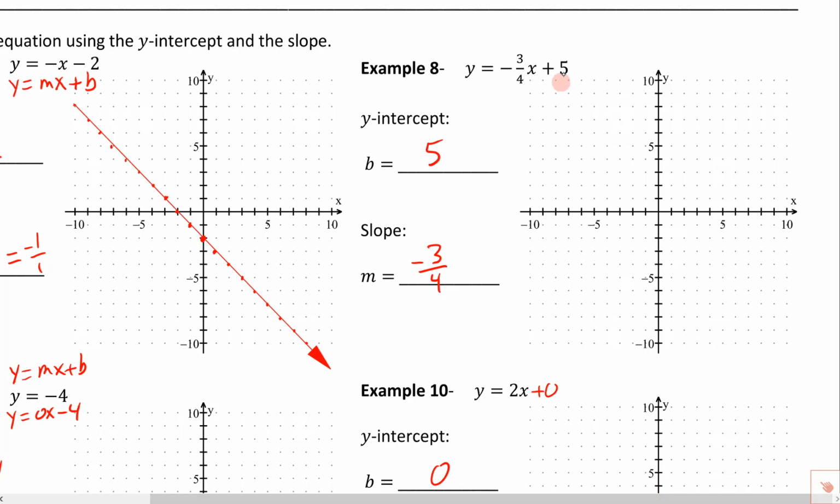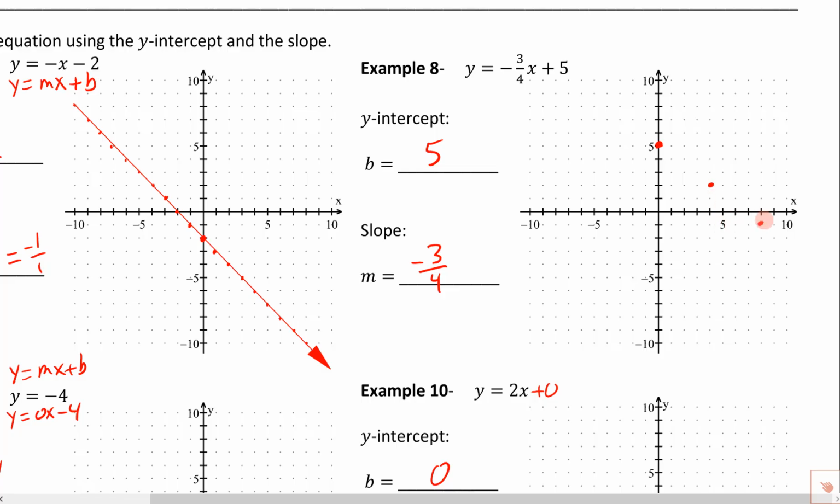On number 8, again, we're going to start with the y-intercept. The y-intercept is 5, so I'm going to put a dot right there. And then the slope is negative 3/4. It's already written as a fraction, so here's what we're going to do. The rise is negative 3 and the run is 4. So we're going to go down 3 and we're going to run 4. Make sure we count really carefully on this one. Then we're going to go down 3 and run 4.